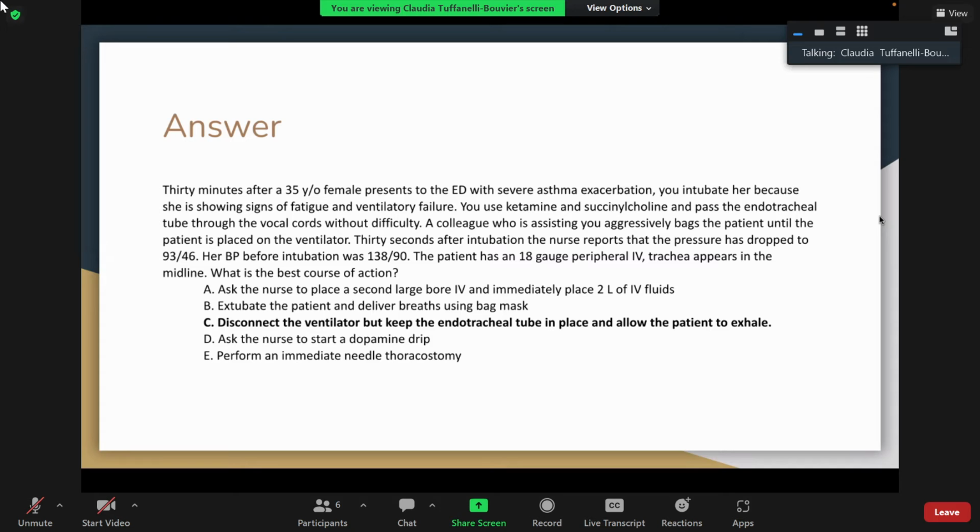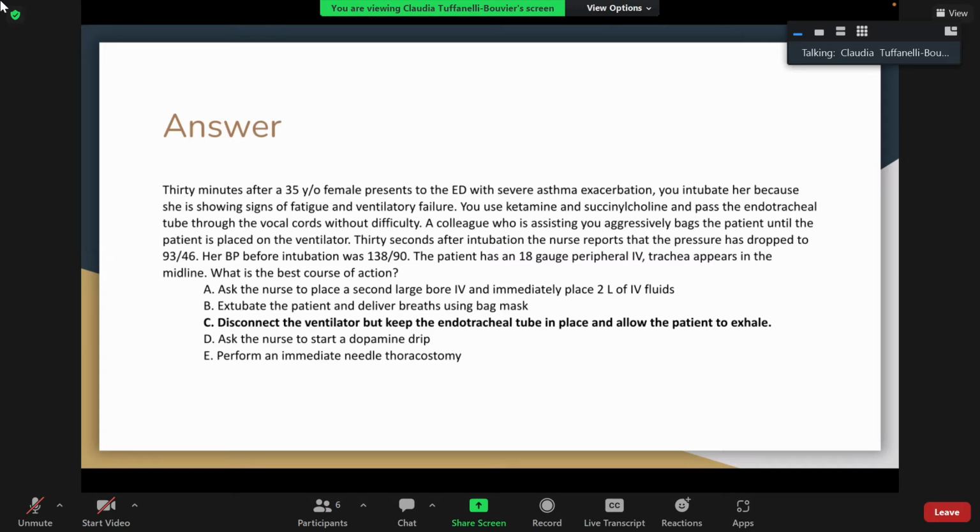So if you see somebody's blood pressure rapidly drop, two things you're going to worry about are a rapid increase in intrathoracic pressure from overbagging or too high of a respiratory rate, not enough time for exhalation, or you can see it with a pneumothorax. That's because you're putting so much pressure on the heart, you can't get blood back, can't get blood out.